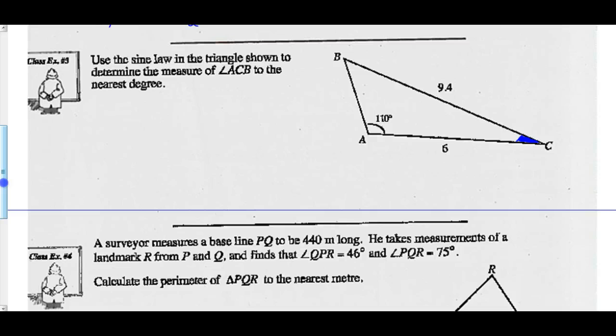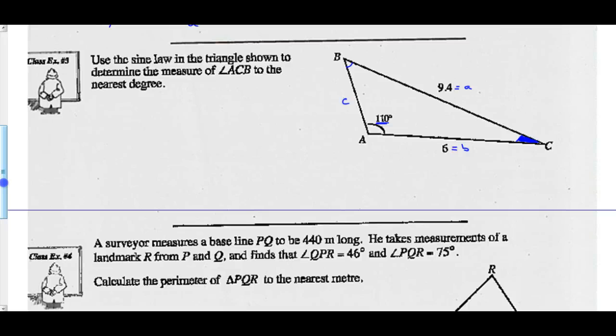So to find that angle, we need to know the side opposite that. We call that lowercase c. Well, I don't know the length of lowercase c. I do have a complete ratio. I know angle A, which is 110. I know the side opposite angle A, which is 9.4. I do not know angle B, but I know the side opposite angle B, which is 6.